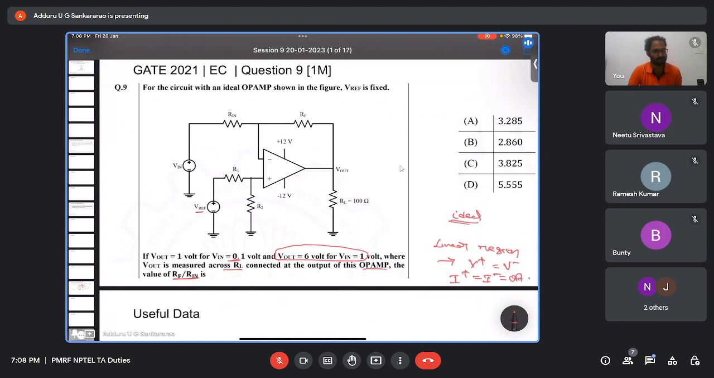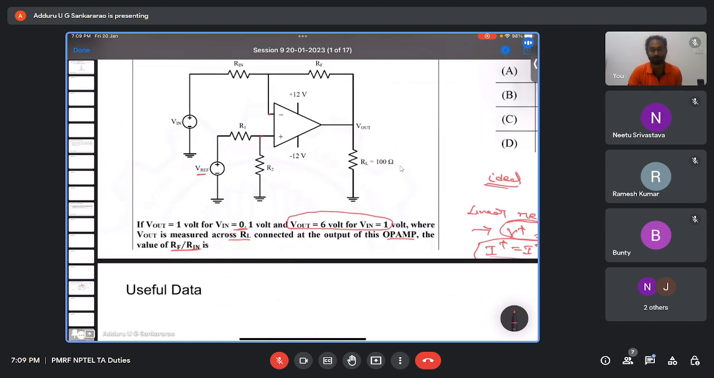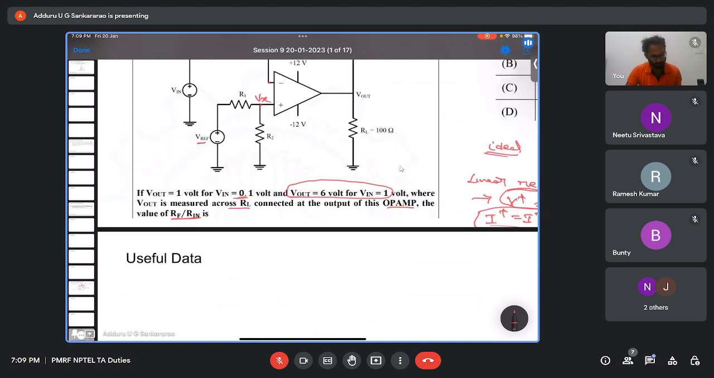Since the op amp is ideal, there is infinite input impedance, that's why the current drawn at both input terminals is 0. And in the linear region, the voltage at the plus terminal equals the voltage at the minus terminal. Now inputs are applied at both inputs. At the plus input V reference is applied, at the minus input V in is applied. Now we need to find RF by Rin. Let us say the voltage here is Vx. Now what is Vx?